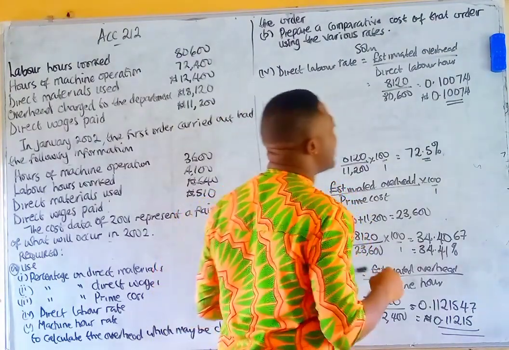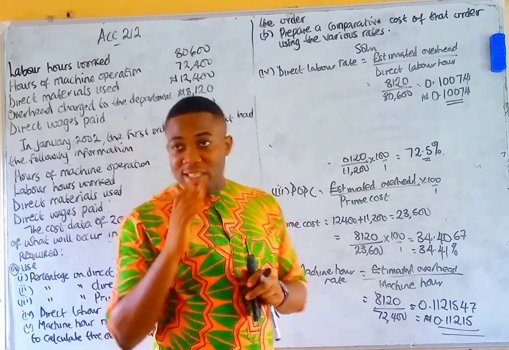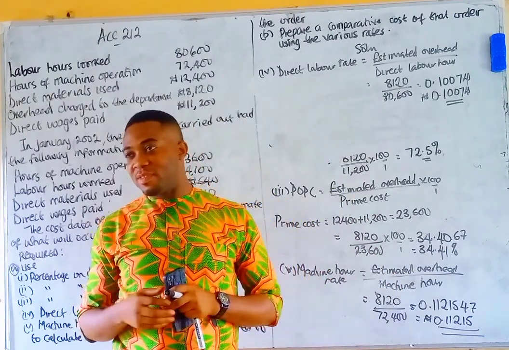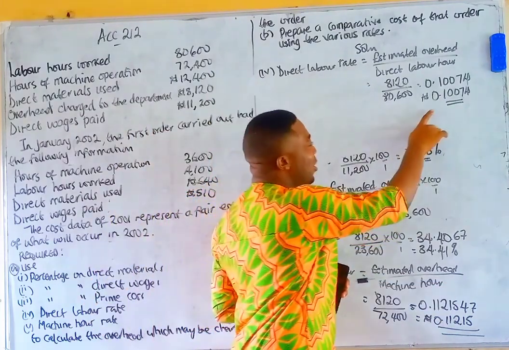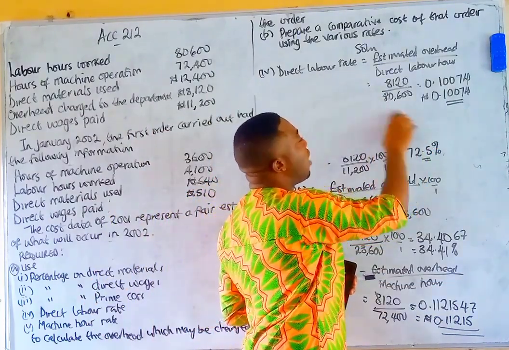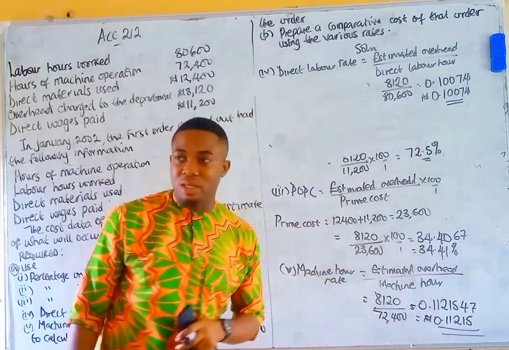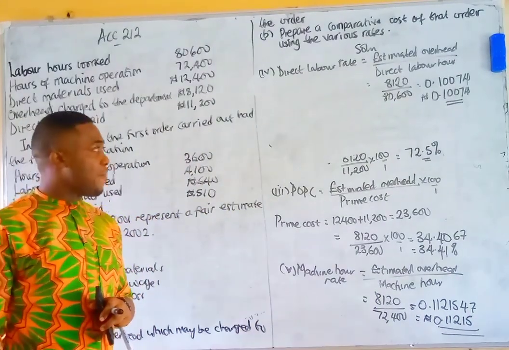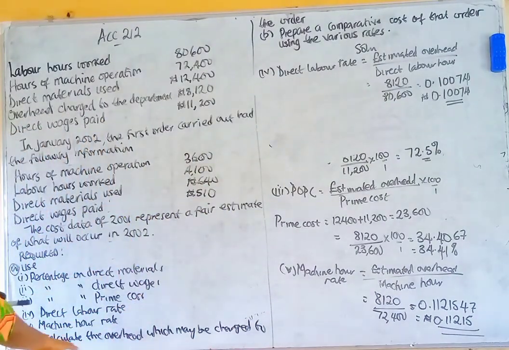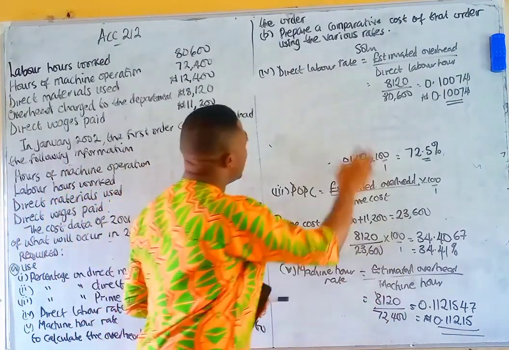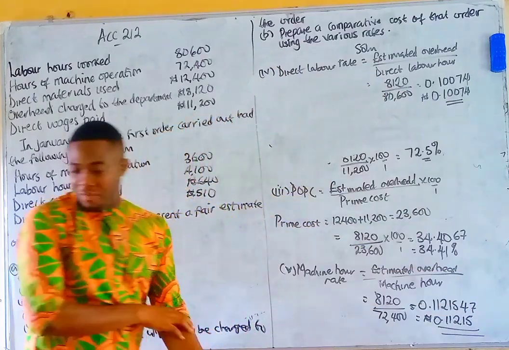So what it means, concentrate, is that for every 1 hour that the labor works, they are paying 0.1007. Okay? So we have prepared all this. Now they say we should use it to calculate overhead, which will be charged to the order. Now, B, prepare a comparative cost of that order.